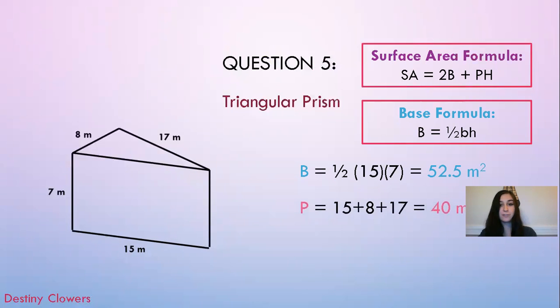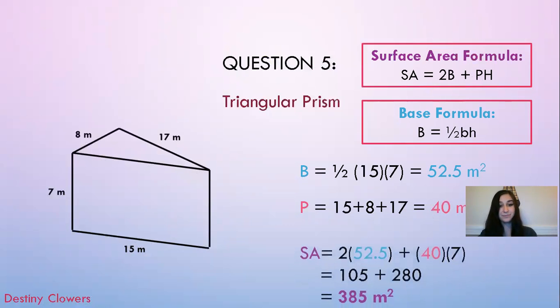Now we've also got to find the perimeter since that's a part of our formula. And like we've been doing all throughout this video, the perimeter is the length of each side added together. Because this equals 15, we know that this equals 15. So 15 plus 8 plus 7 equals 40 meters. Now that we've found everything that we need for our surface area formula, we're going to just plug everything in.